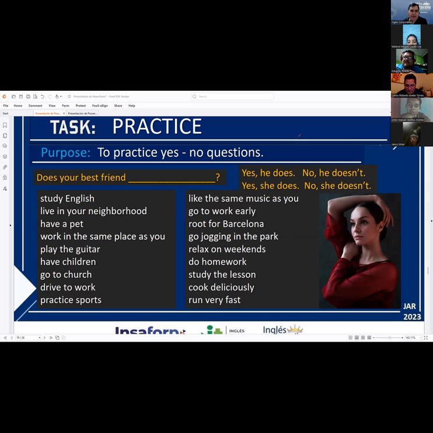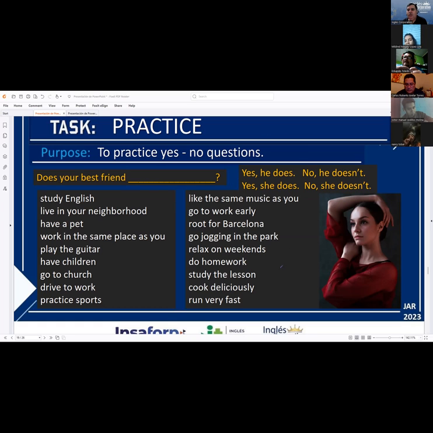Examples. Mildred, does your best friend study English? Yes, she does. Excellent. Carlos Roberto, does your best friend go jogging in the park? Yes, he does. Victor Manuel, does your best friend play the guitar? No, he doesn't. Nancy, does your best friend go to church? No, he doesn't. Eduardo Toledo, does your best friend practice sports? No, she doesn't.